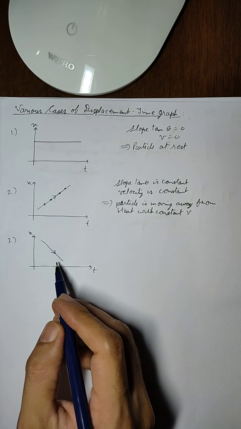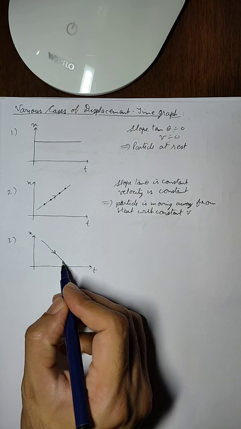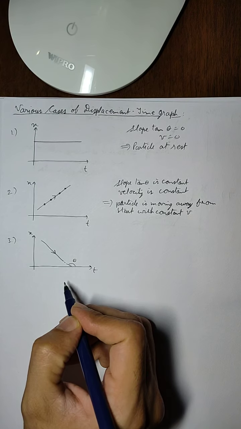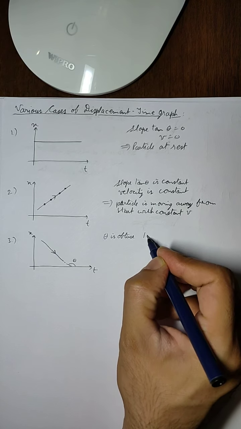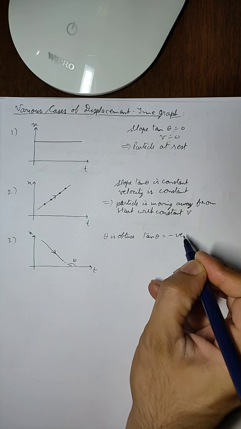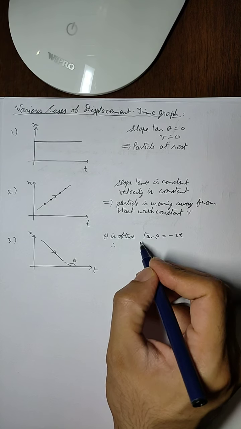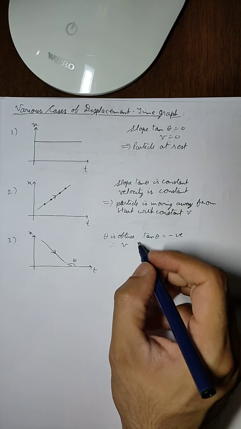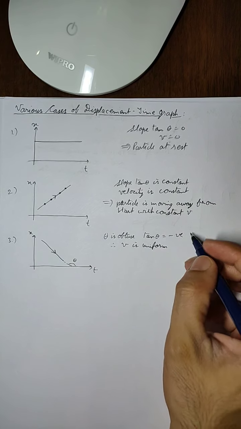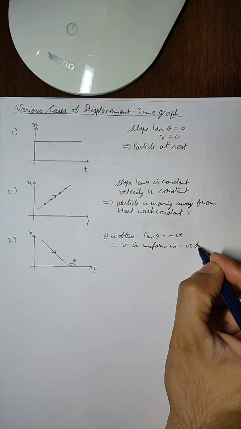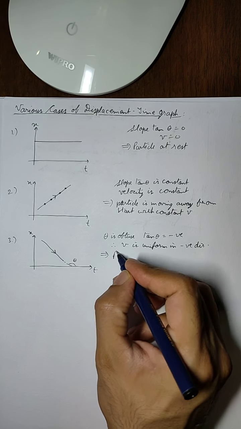Now coming to this third graph, here if we find out the slope, then the slope is the same, but it is making an angle theta, which is an obtuse angle. So since theta is an obtuse angle, the tan theta will come out to be negative. Since it is a straight line, velocity is constant, but since slope is negative, we can say that velocity is uniform in negative direction.